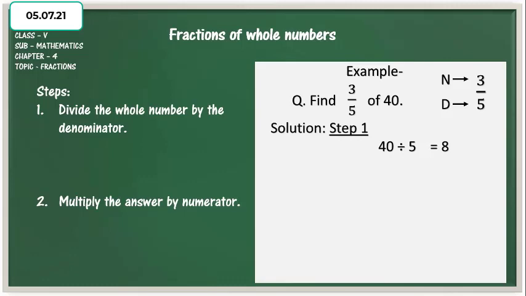First, we will divide 40 by the denominator, which is 5. So 40 divided by 5 will give us 8. In step number 2, we will multiply the answer by the numerator. So 8 multiplied by the numerator, that is 3, is equal to 24. Therefore, 3 by 5 of 40 is equal to 24.